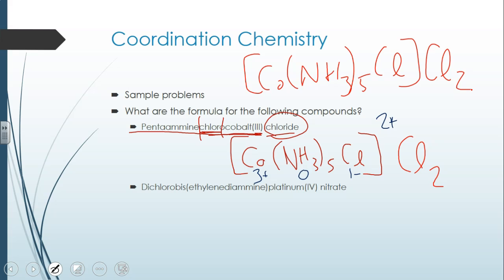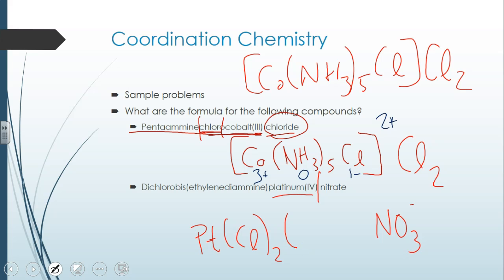Okay, so now we're going to do this guy. Dichlorobis(ethylenediamine)platinum(IV) nitrate. Okay, so again, we know that nitrate is NO3, and that has a negative charge. So that's what we're going to use to cancel out the charge on the complex ion. So again, I'm going to go backwards. I'm going to start with platinum. So there's platinum. And then dichloro, Cl, there's 2 of those.